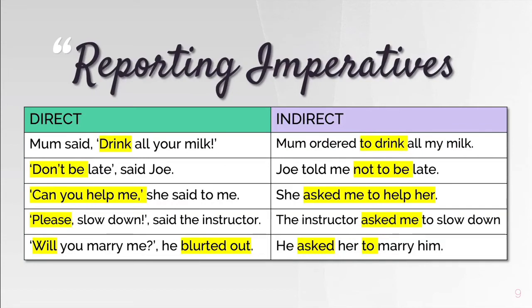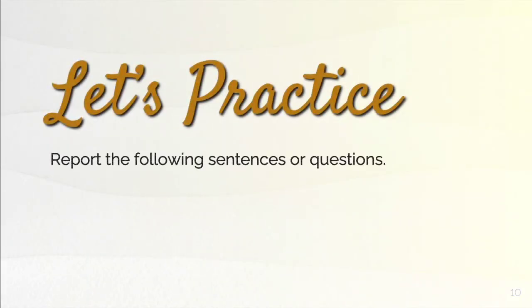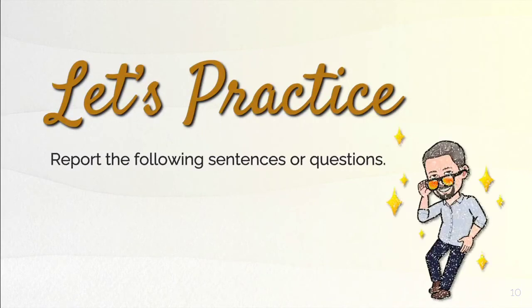For the last question, will you marry me? He blurted out. So you know that will is used for requests, for polite requests. So then you would report that question as: he asked her, and then again, to marry him. To marry him. So now let's practice. Report the following sentences or questions.